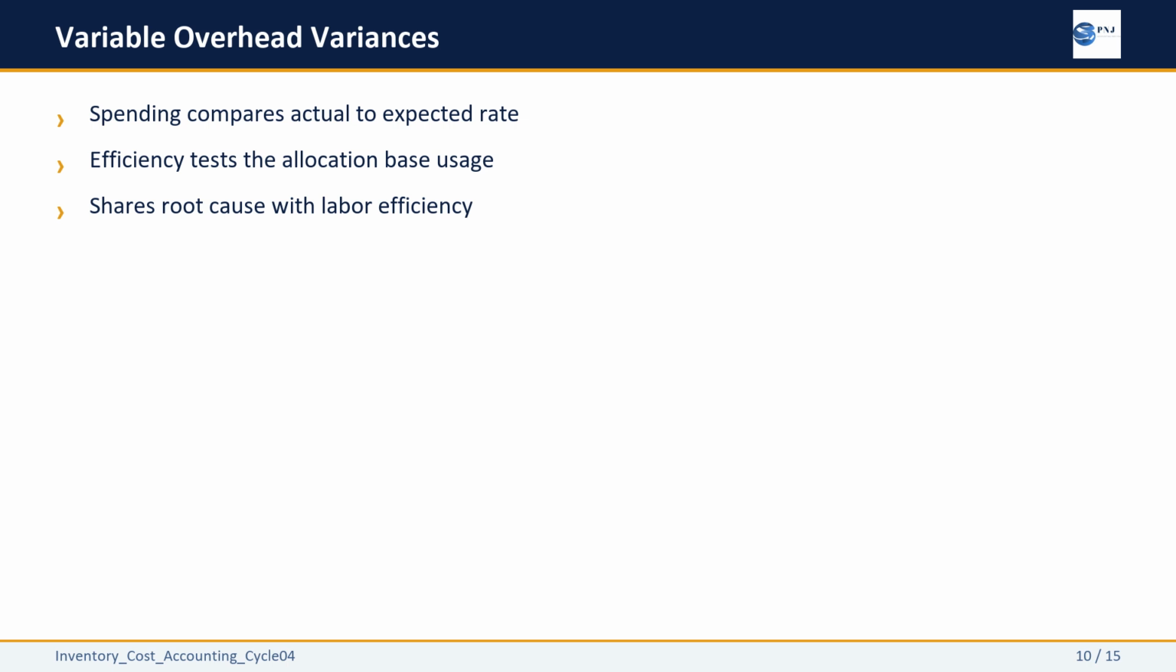The variable overhead efficiency variance asks whether the allocation base, usually labor hours, was used efficiently. It is actual hours minus standard hours allowed, times the standard rate. Here is the key insight. When labor hours drive the allocation, this variance shares its root cause with the labor efficiency variance.